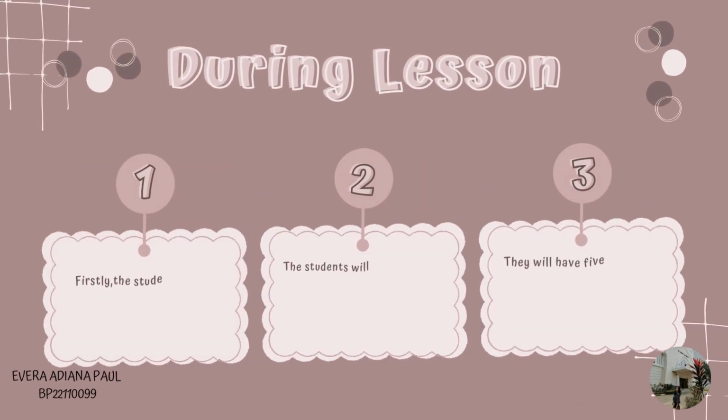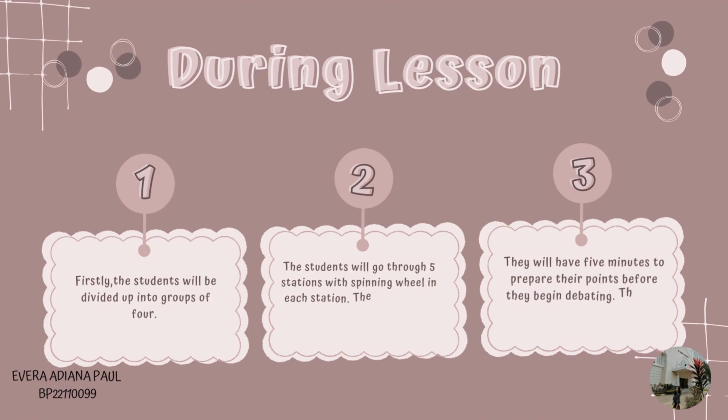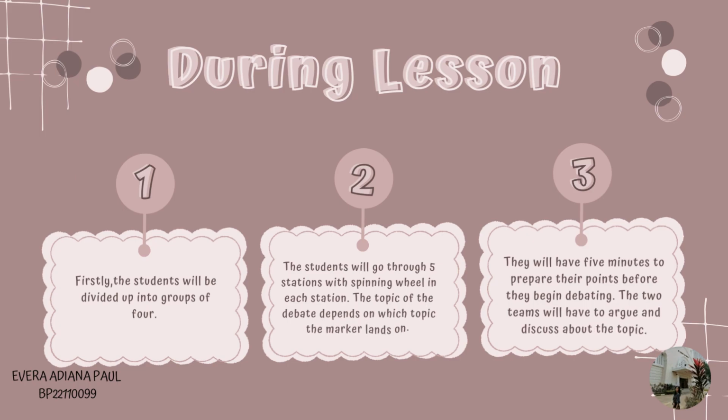To start the lesson, the students will be divided up into groups of four. The students will then go through five stations with a spinning wheel in each station. The topic of the debate depends on which topic the marker lands on. Next, they will have 5 minutes to prepare their points before they begin debating. The two teams will have to argue and discuss the topic.